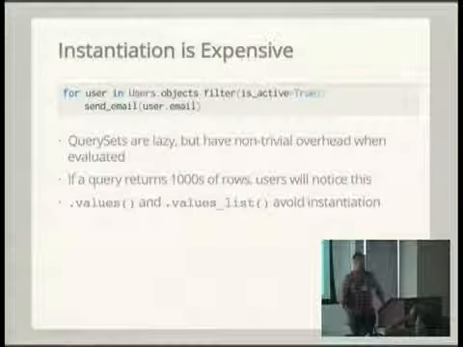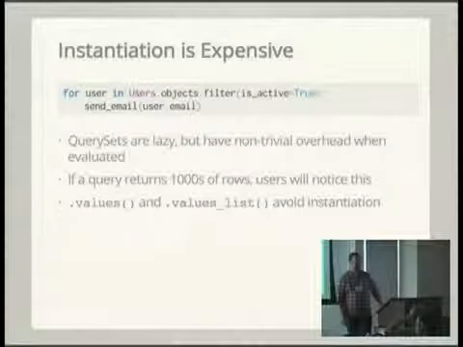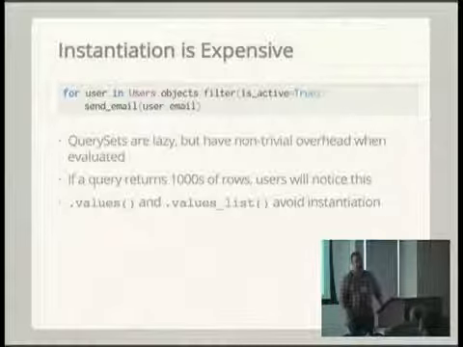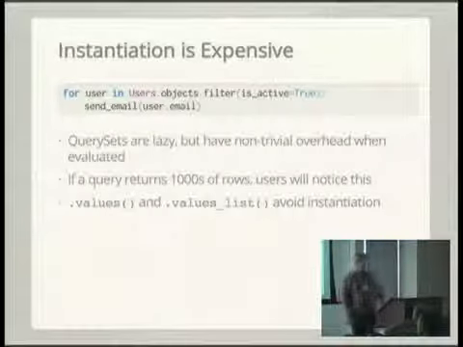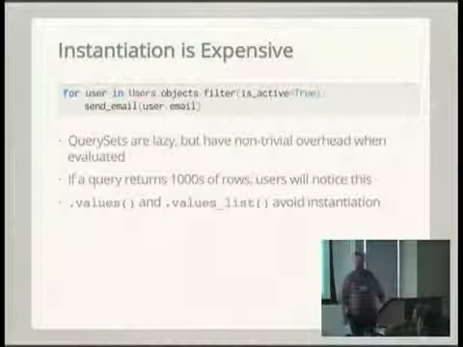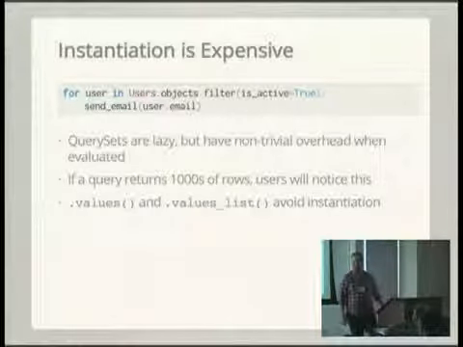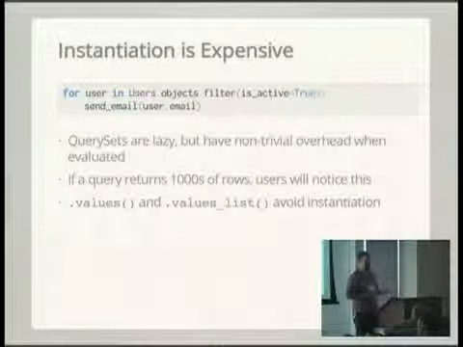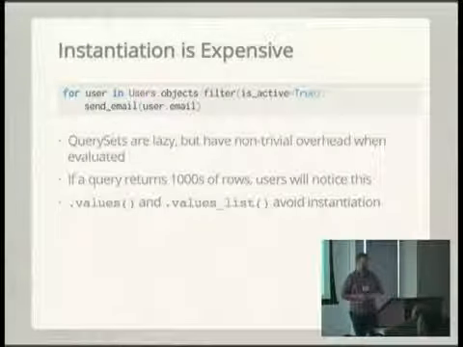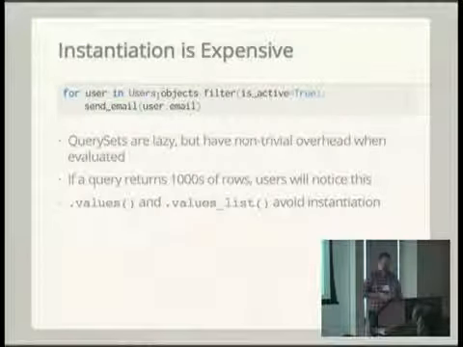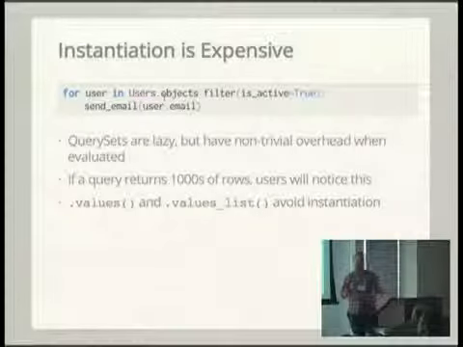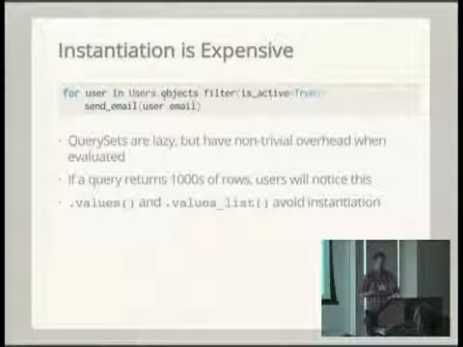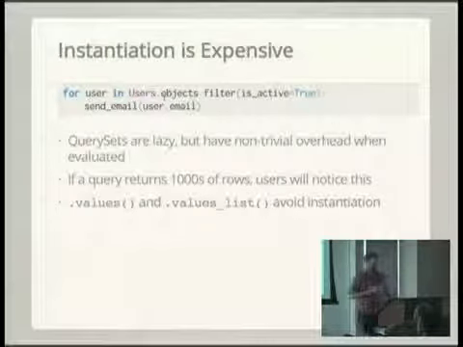Instantiation is really expensive. The Django ORM can only instantiate about 40,000 objects per second at best case. And I hope that you all have the delight of working with sites that have more than 40,000 rows in the return set. So these queries are lazy. They're not evaluated until you try to access them, but then they're evaluated, and that can be expensive. So here's an example where I'm trying to send an email: for user in users, objects.filter is active. So basically give me all active users, and then send an email using the user's email address, right? But this will take a long time with a lot of users.